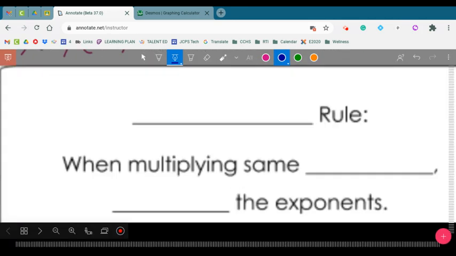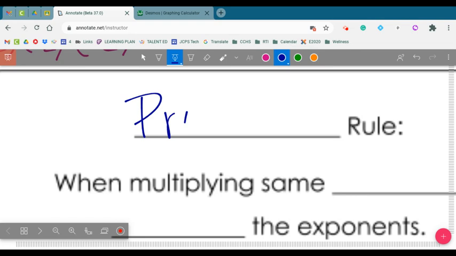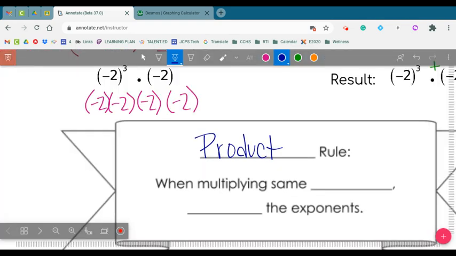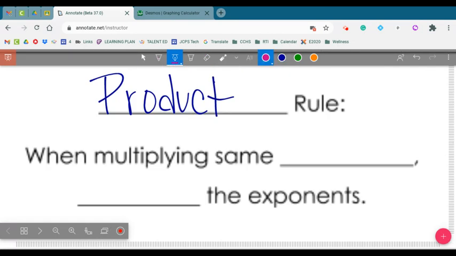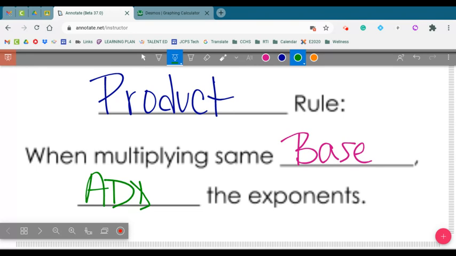So our product rule is just saying whenever we multiply the same base. So if you saw in these, whenever we had our x's, we had x as the same base. Negative 2 was our base. Whenever we have the same base, we add the exponents.